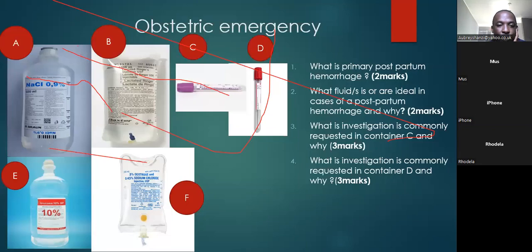So this is just fluid. I already talked about this. And your specimen bottles. What fluid are you going to use for postpartum hemorrhage? People don't know that the ideal fluid for postpartum hemorrhage is actually Ringer's lactate. But normal saline can do too. So if you say normal saline or Ringer's lactate, that's fine, but ideally Ringer's lactate.